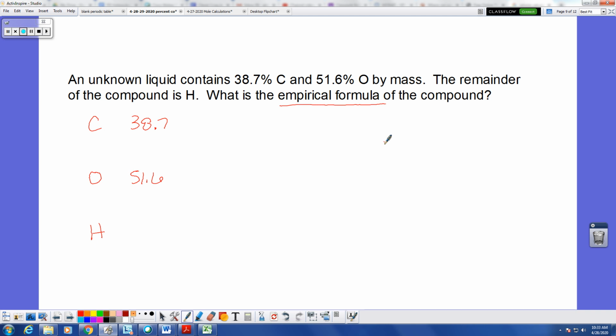Well, you always have 100%. So if we do 38.7 plus 51.6, it's going to be a 3, that's a 0, that's a 9. Okay, and so then we do 100% minus 90.3. We should get 9.7 for hydrogen. If I did that math right in my head. I'm going to punch in the calculator real fast just to make sure.